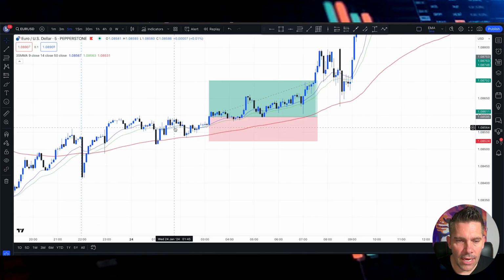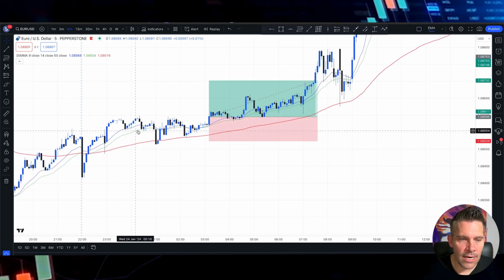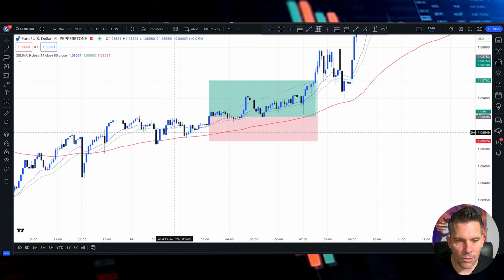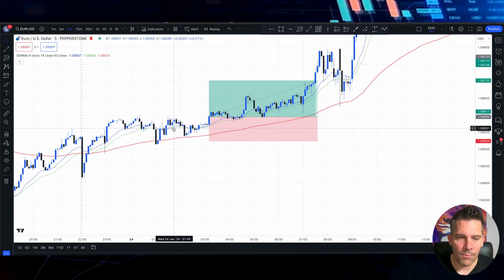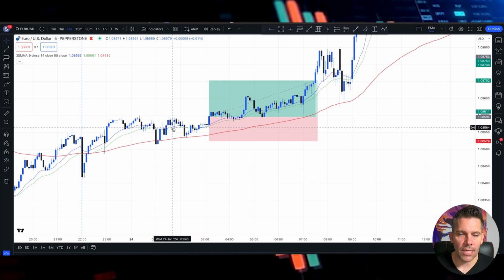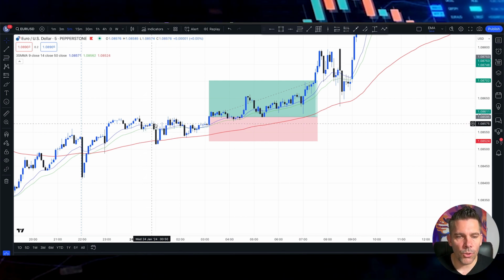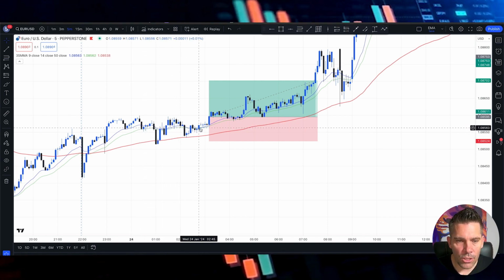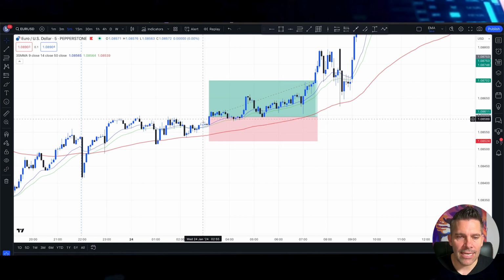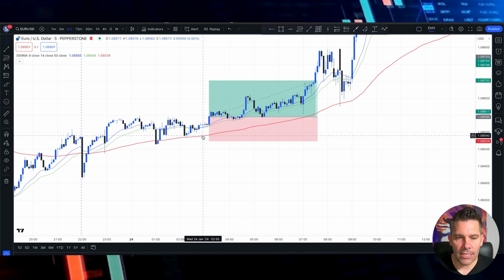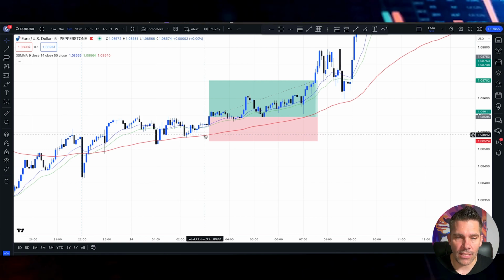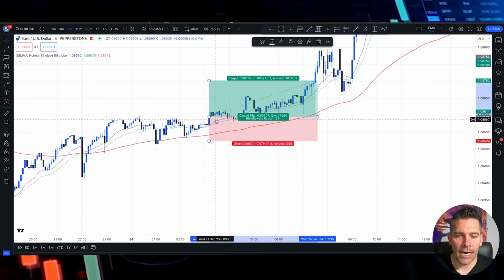So you can see there, we had the 9 cross below the 14. I'm just going to say blue and green for now because it's going to get confusing if I keep saying that. So the blue crosses below and then crosses back above. So this is a buy signal because you can see we are also above the 50. So you would take your buy over here.